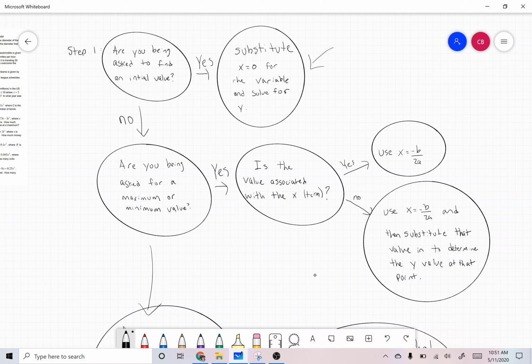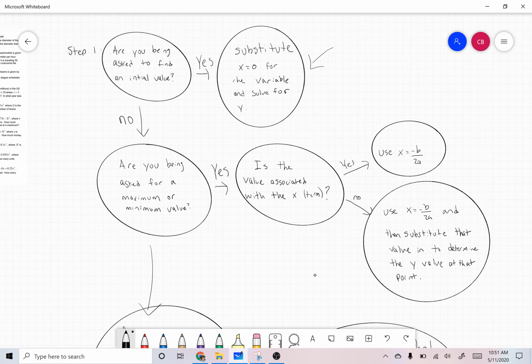equal to 0. It will not always be x. It could be t for time. It could be some other measurement. But typically it's associated with x, it'll be the term that's squared in the formula. And if they ask for the initial value, you'll just substitute 0 for that term and you'll solve it.